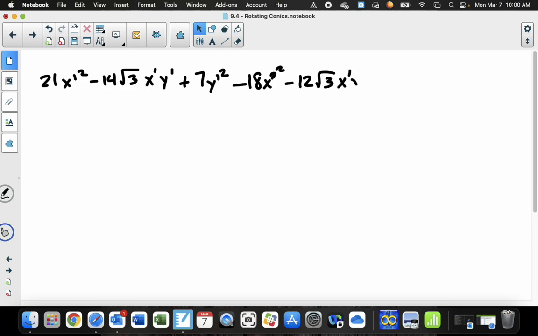Make sure I don't make a mistake here. What's in the negative 18x? So is that a prime? That's a prime, yeah. I started writing it squared. And, yeah. Let's see. Plus.